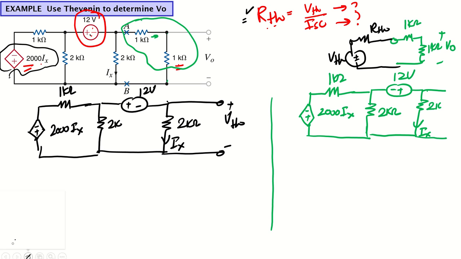Now we will make this point a short circuit, okay? And find what is the current basically flowing through this one. This is the short circuit current. So this is the circuit to find the short circuit current, and this is the circuit to find the Thevenin. So we will draw the two equivalent circuits.